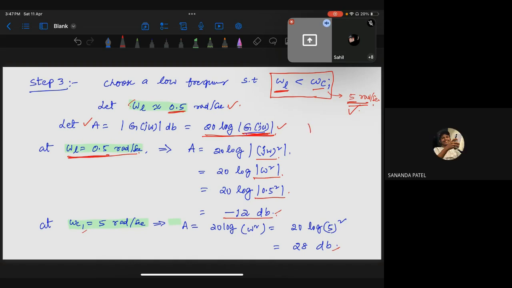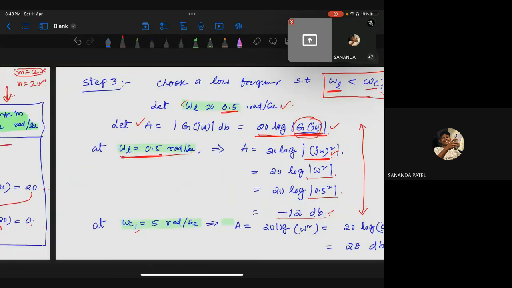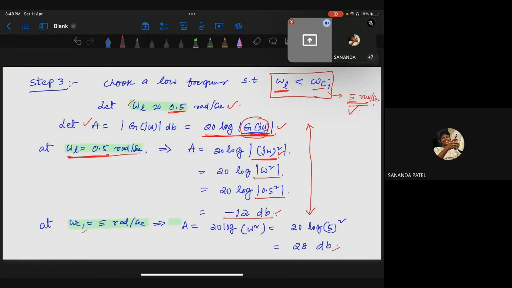This part. Sir, why did that square come there? This G of j omega is j omega squared when omega is almost 0. This term. Okay, sir. Is that clear?